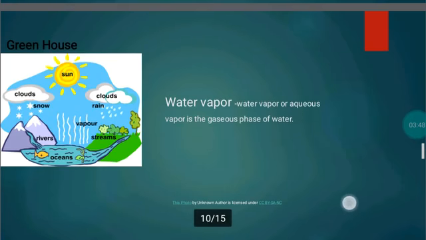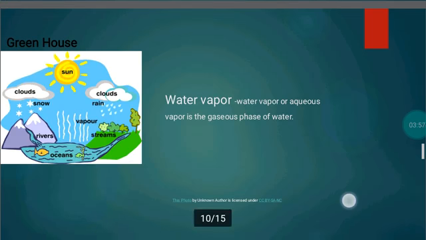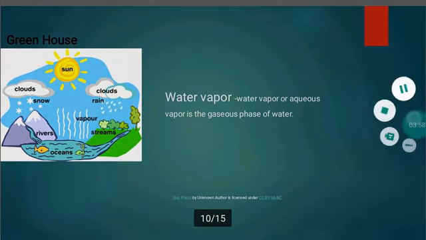The greenhouse effect. There's sun, clouds, rain, and vapor. Water vapor or aqueous vapor is the gaseous phase of water.